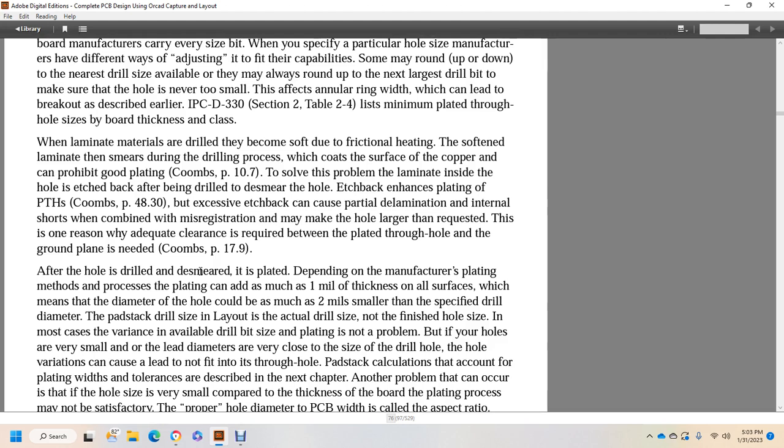Excessive etch back can cover partial delamination and internal shorts, combined with misregistration, and make the hole larger than requested. This is one reason why adequate clearance is needed between the plated through hole and the ground plane.